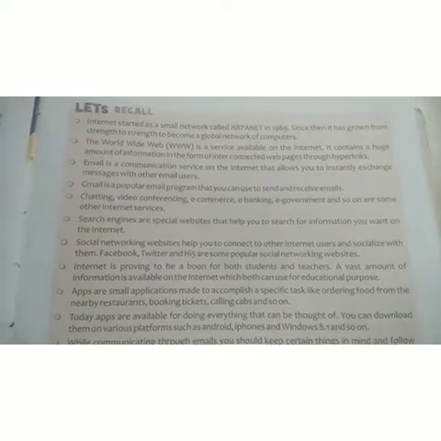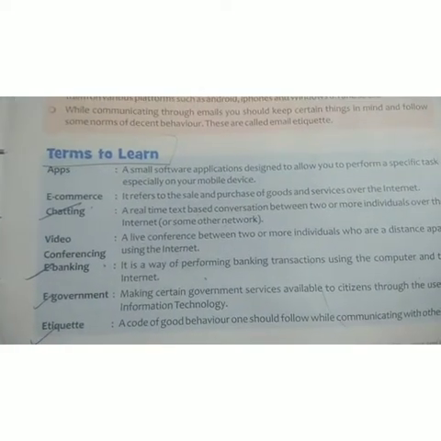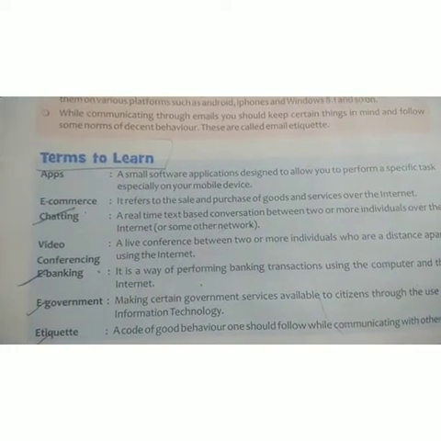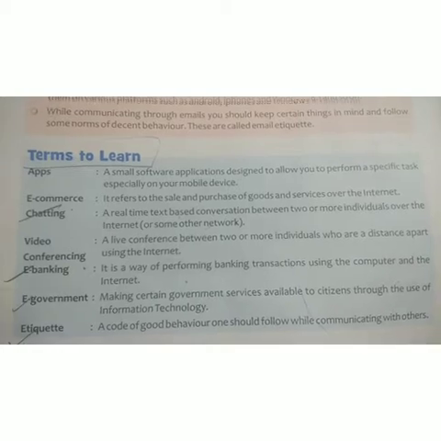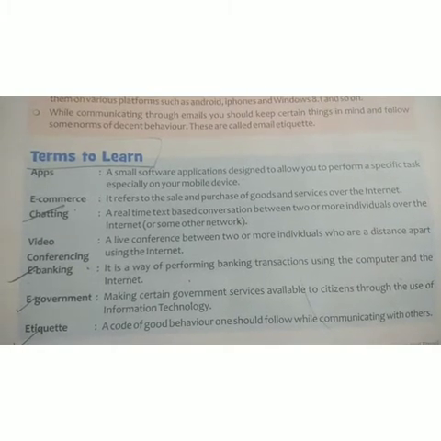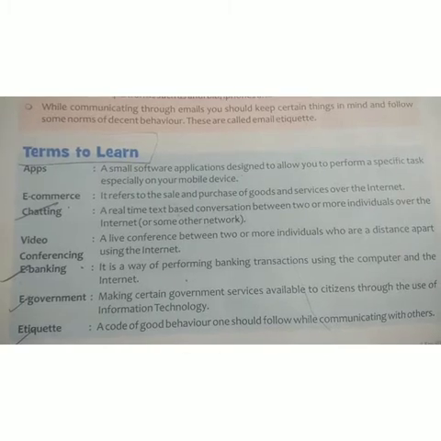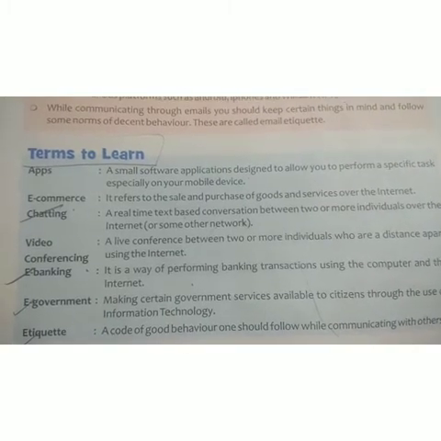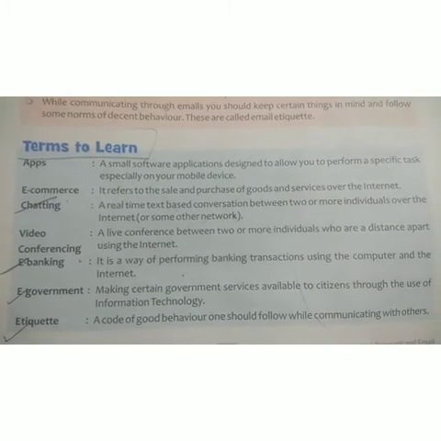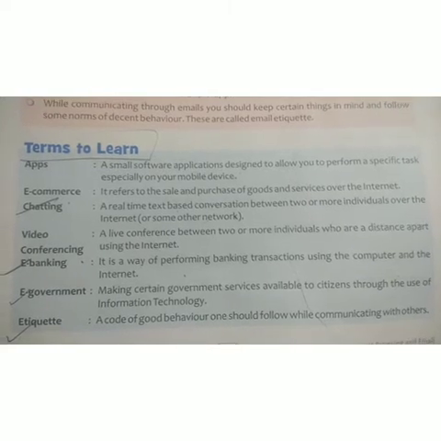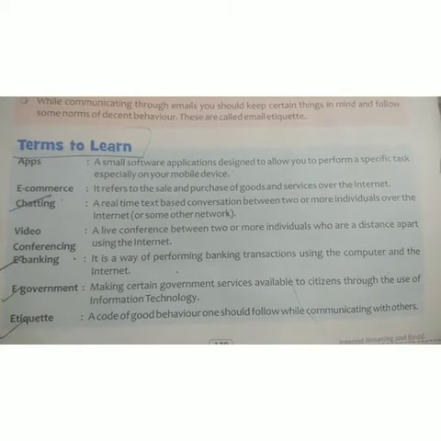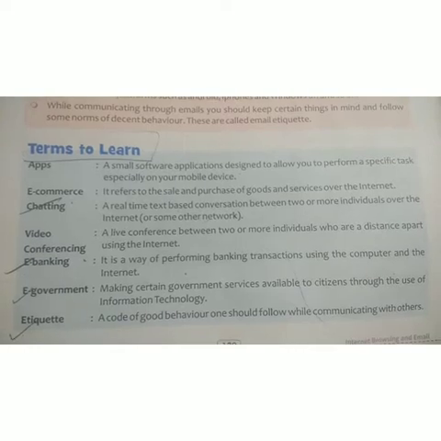Now next, terms to learn. These are definitions. Number first, app means a small software application designed to allow you to perform a specific task, especially on your mobile device. Second, e-commerce means the purchase of goods and services over the internet. Third, chatting is a real-time text-based conversation between two or more individuals over the internet or some other network.